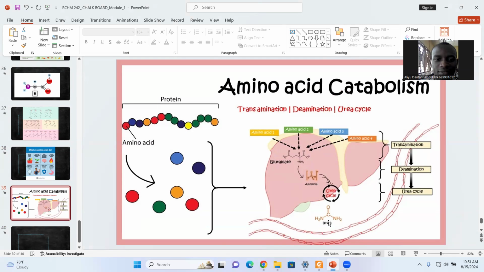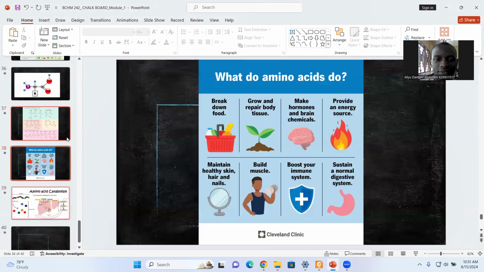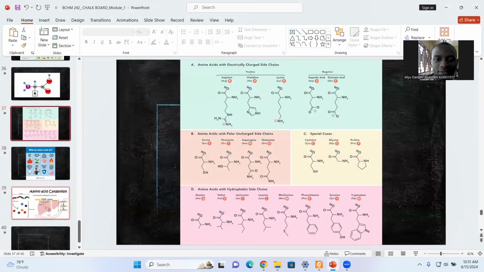Ammonia, which enters the urea cycle, and urea is excreted in the body. This is the reaction pathway that occurs for amino acid catabolism. First, there's a transamination reaction followed by deamination, removal of the amine group, right? And then the urea cycle. Okay, so these are your amino acids.